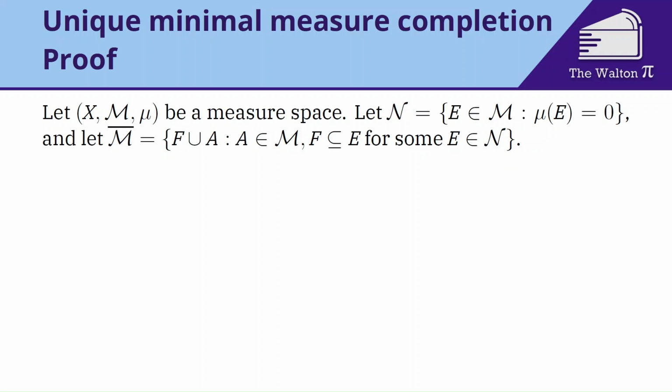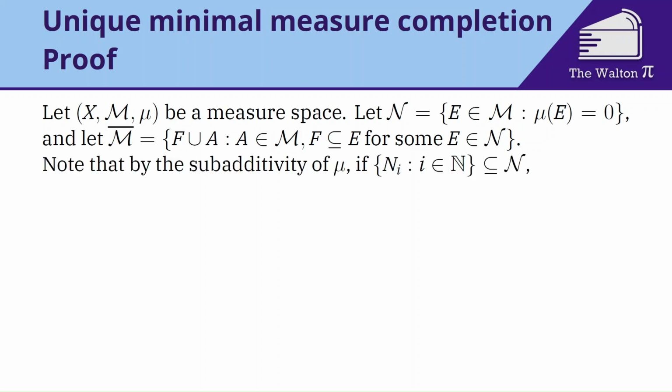So (X, M, mu) is a measure space, N is the collection of null sets, and M bar is going to be exactly what we had before, where it is a subset of a null set unioned with a set from our original sigma algebra M.